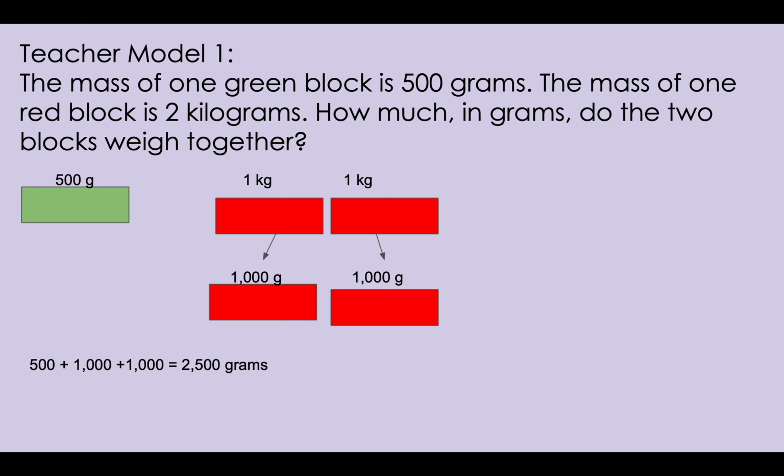The green block weighs 500 grams and the red block weighs 2 kilograms. But remember, we need the total measurement to be in grams. Therefore, I drew a second bar model for the kilograms in order to help me with the conversion to grams. We know that 1 kilogram is 1,000 grams, so I'll replace each kilogram with 1,000 grams. Now we need to find the total amount of grams, so we're adding all of this together. 500 grams plus 1,000 grams plus 1,000 grams equals 2,500 grams.